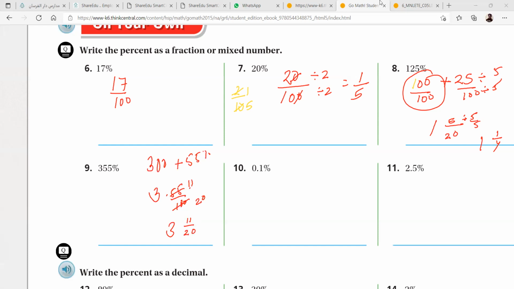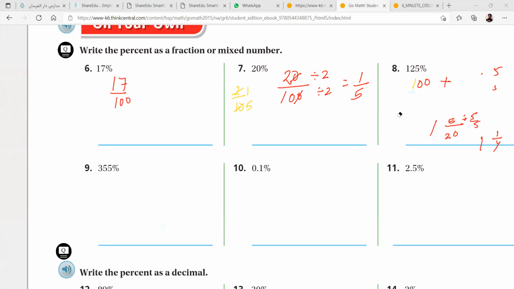Again, girls. Miss, I didn't understand question number 8. Okay, 8. See, 125. What did I say? When you see something more than 100, break it. It's percentage, divide by 100 to both. 100 over 100 is 1. 25 over 100, if you divide by 5, you get 5 times 5 and 5 times 20. 5 times 1 and 5 times 4. You get 1 over 4. Directly, if you do division, you'll get 1 over 4.